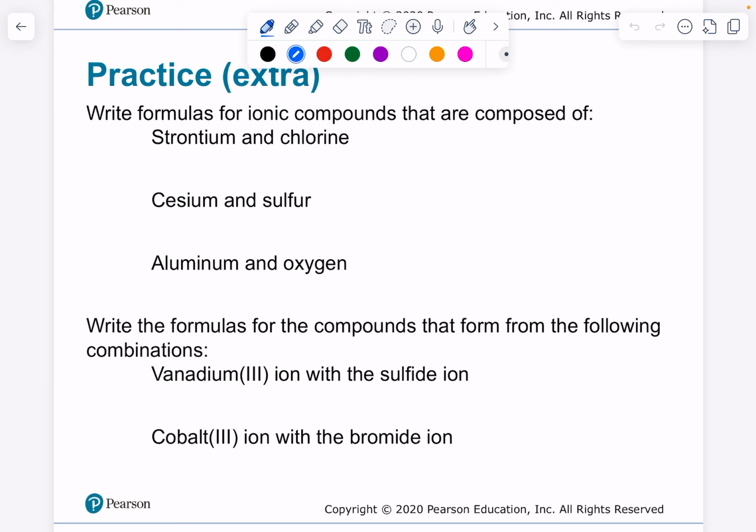And the other thing is that today will be the end of naming. Like I told you before, chapter 3 is broken into two parts. Friday was the introduction. Today is going to be naming compounds. And then Wednesday will be the calculations.